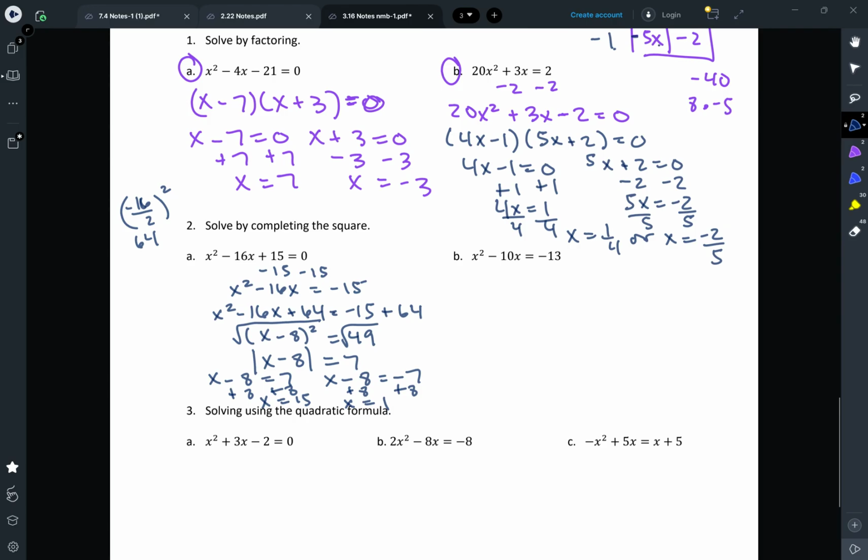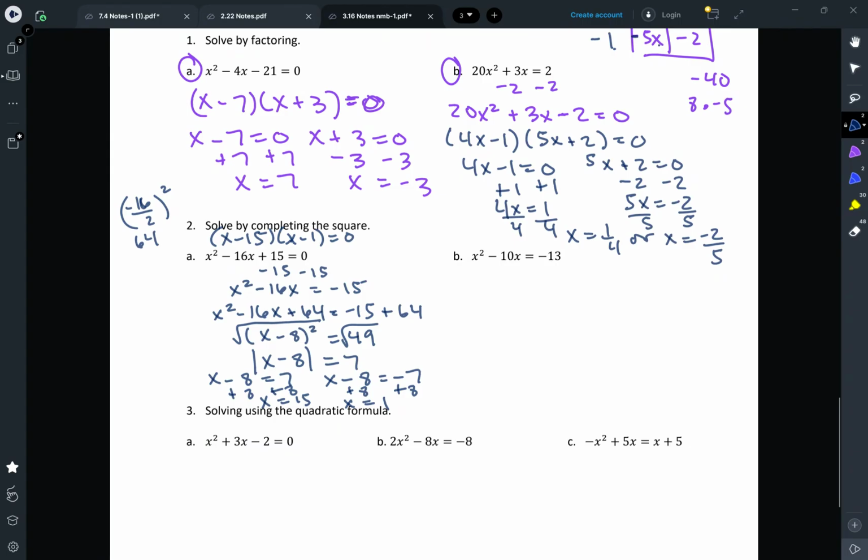So we really should have factored here, right? Would have been a lot easier. We could have factored it to x minus 15 times x minus 1 right away. So it's good to know all of these methods, but we also really want to be thinking about what's going to be easiest and when. So this last one is a perfect candidate.